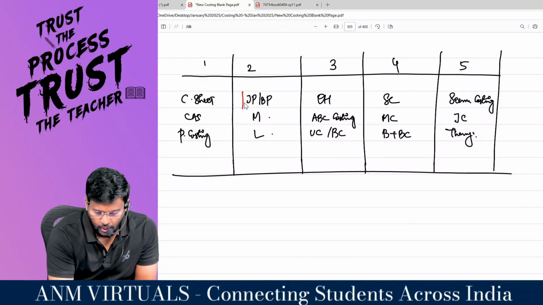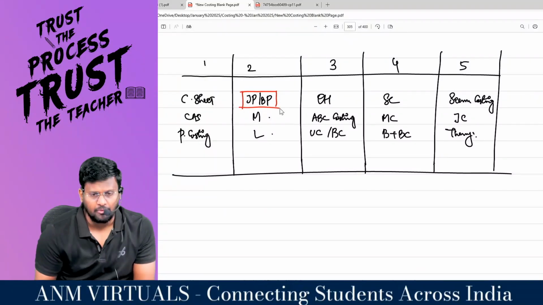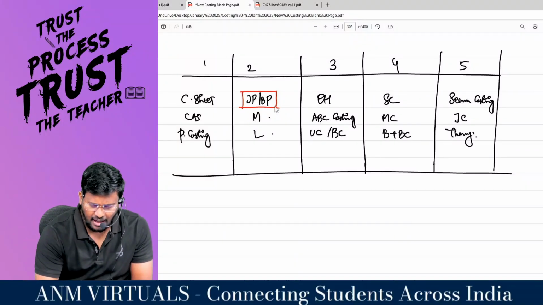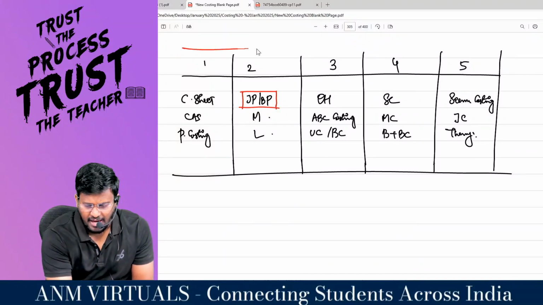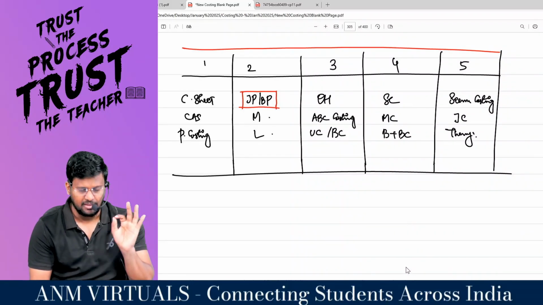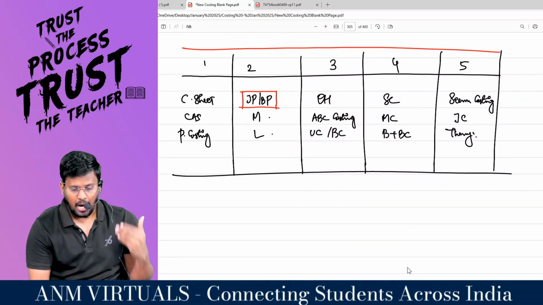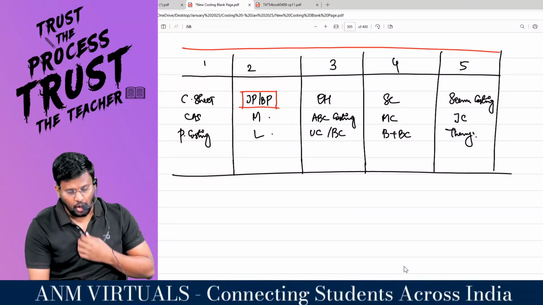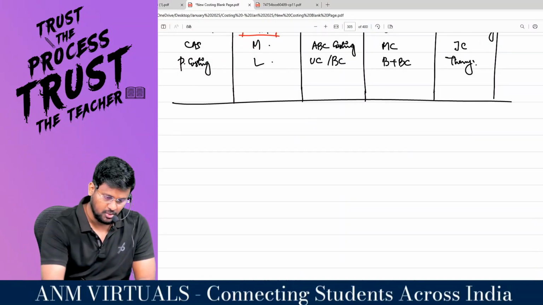I thought that, okay, fine, if we don't have time, we may skip joint product and byproduct. But since it is there in RTP, I don't want to skip that also. Even as we are doing joint product and byproduct, the first introduction is that it is an extension of process costing. Just as ABC is an extension of overhead, the same way joint product and byproduct is an extension of process costing.